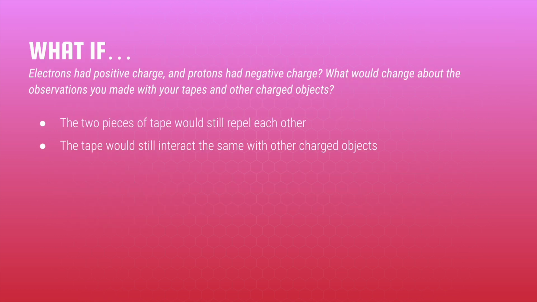What if electrons had positive charge and protons had negative charge? What would change about the observations I made with the tapes and other charged objects? So the 2 pieces of tape would still repel each other because they would still have the same charge, and the tape would still interact the same with other charged objects because if electrons were positive and protons were negative, then they would still be opposites and they would still attract, or if they were the same charge, they would still repel.